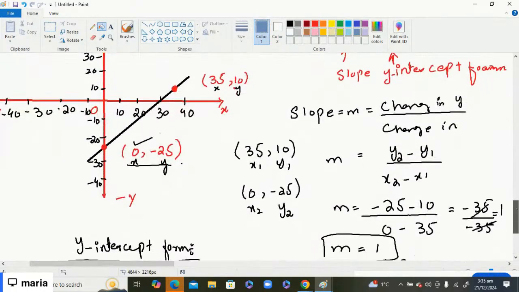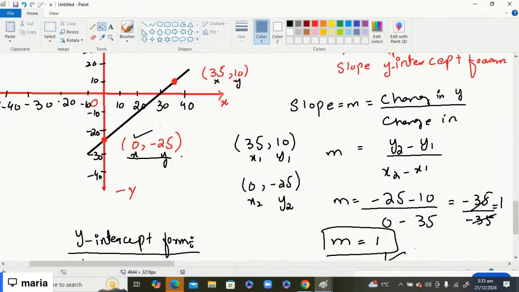Let's suppose we are taking some other points. For example, now the green line is given. Okay, I'm going to take the point here.